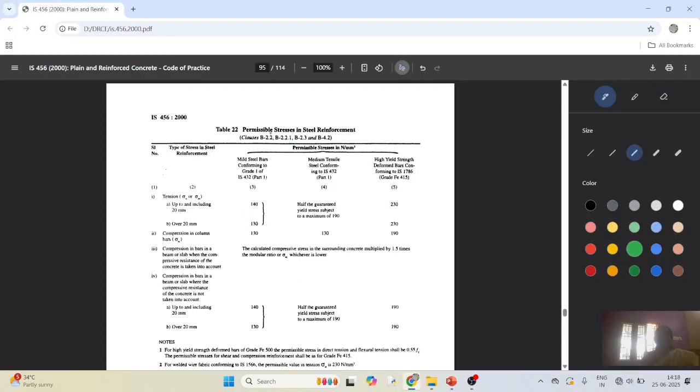Similarly, the permissible stress in steel reinforcement is given in Table 22, IS 456, page number 82. So tension up to 20 mm diameter rod for mild steel is 140, and beyond that 130. And here this is for medium tensile steel. In our problem, we have to consider HYSD bars. So for high yield strength deformed bars, up to 20 mm, sigma ST equal to 230.